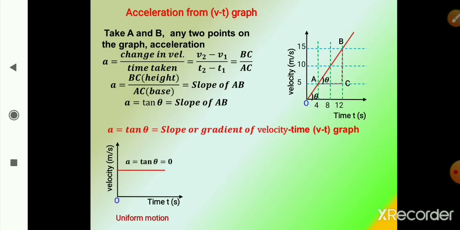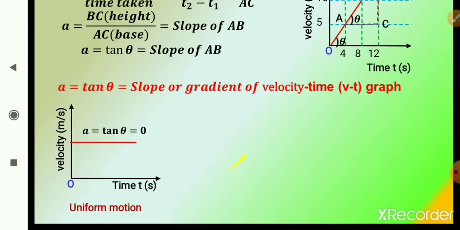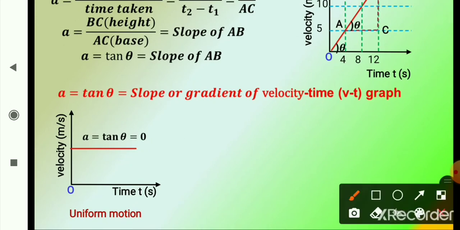Now look at it. Now for uniform motion, the graph is a straight line parallel to time axis. Its slope is 0, so acceleration is 0.